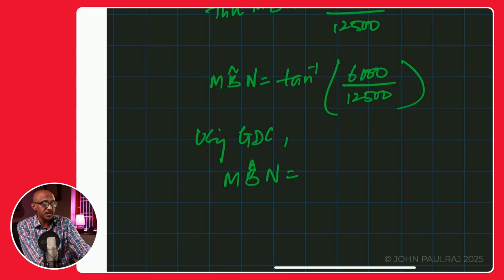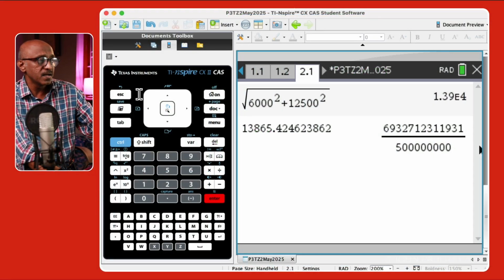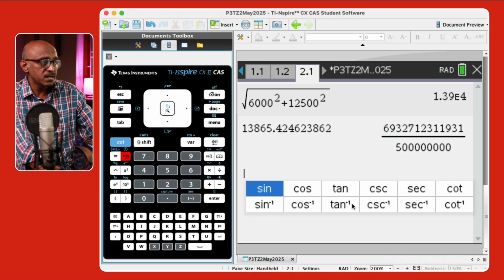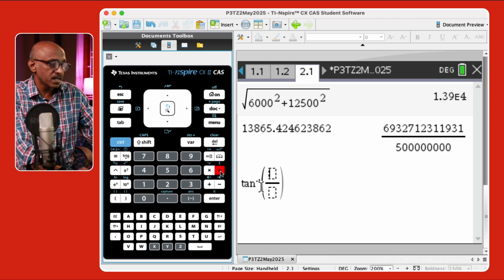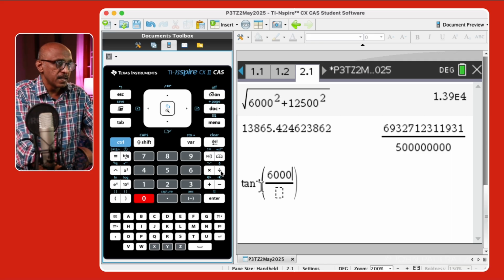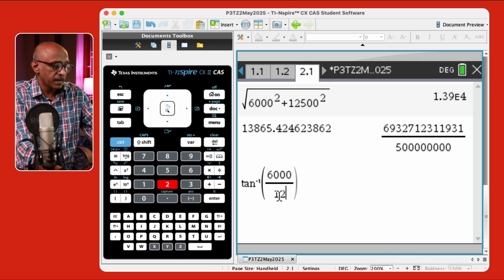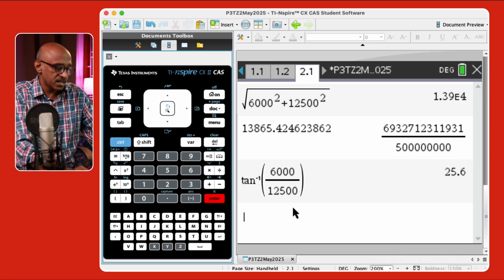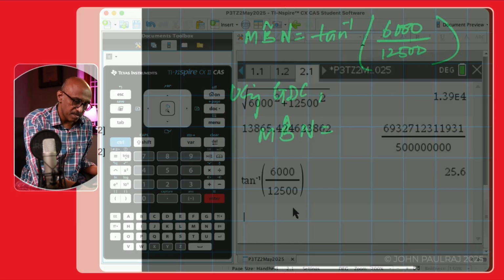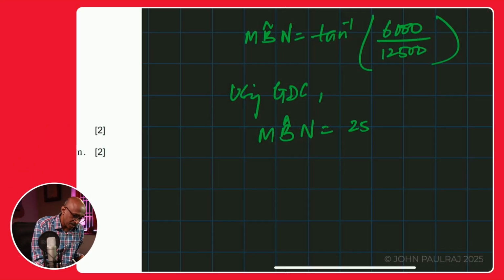So tan inverse, and then you can quickly jump to the calculator and say, all right, I want the tan inverse, go here, tan inverse, and quickly you can see that it's in radians. So we need to change that, okay? Tap that to degrees now, okay? And then let's bring this thing, 6,000, and you have 12,500 here. Okay, and let's see what we're getting. We will get 25.6. So let me come back and say this is 25.6.